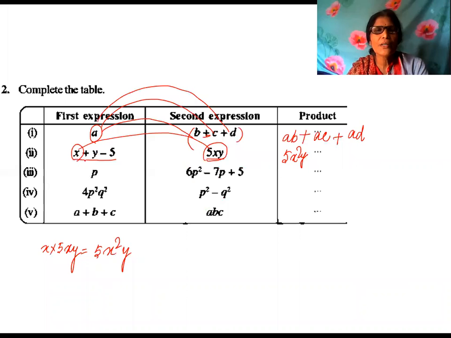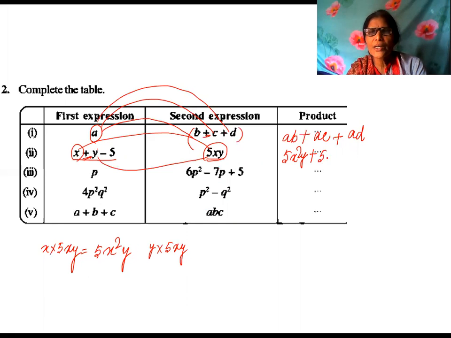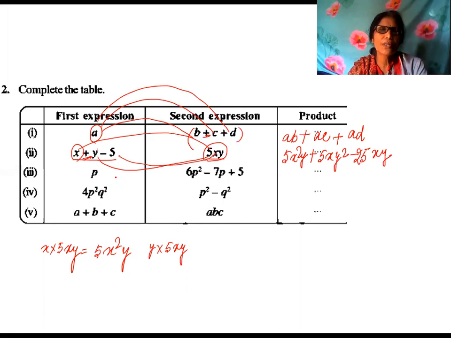Coming to the second one, there is a positive sign, so put a plus. Then y will be multiplied, so y multiplied by 5xy. 5 is the number, x, and how many y's? 2 y's, y square. Then coming to the third one, it will be simple: minus 5 into 5, 25 and xy.